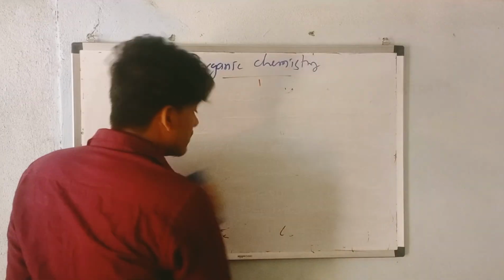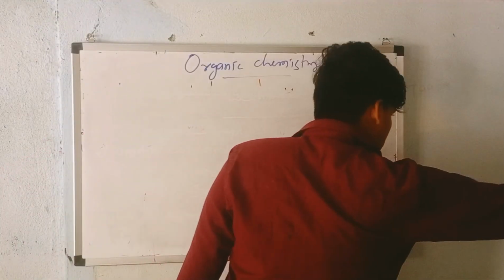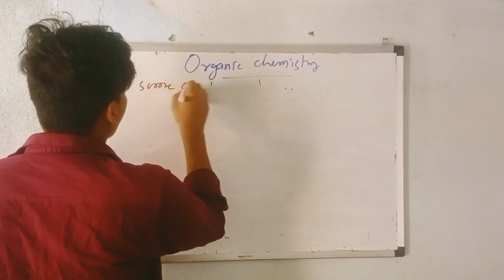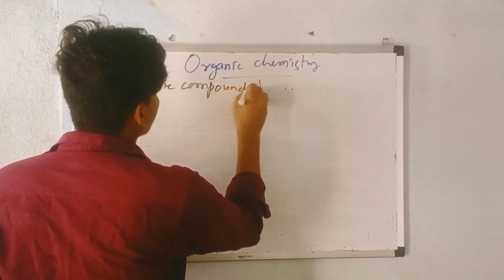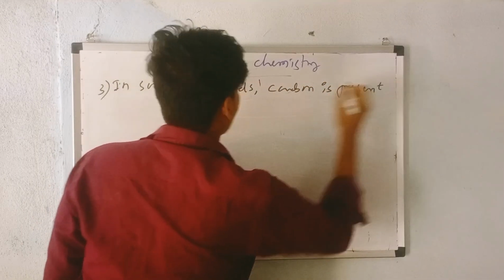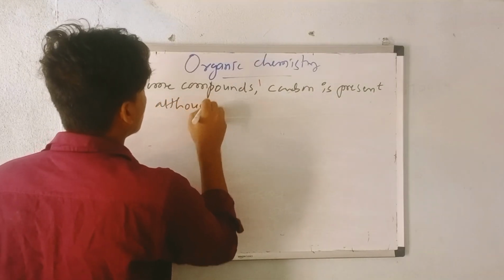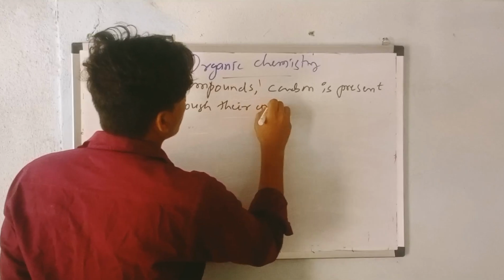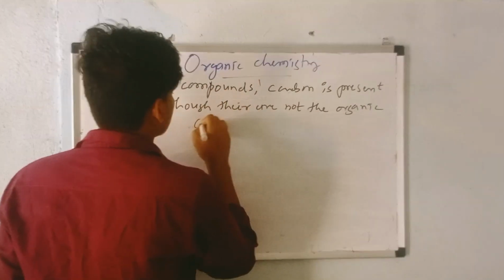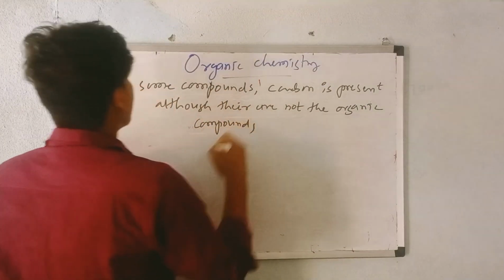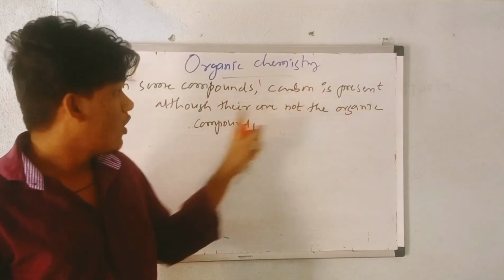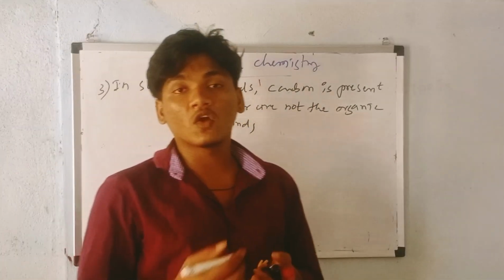The third point is, some compounds are there in which carbon is present as an element. So the third point is, in some compounds, carbon is present, although they are not organic compounds. They are not organic compounds.